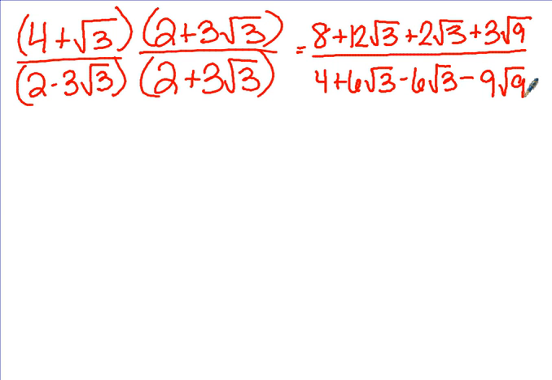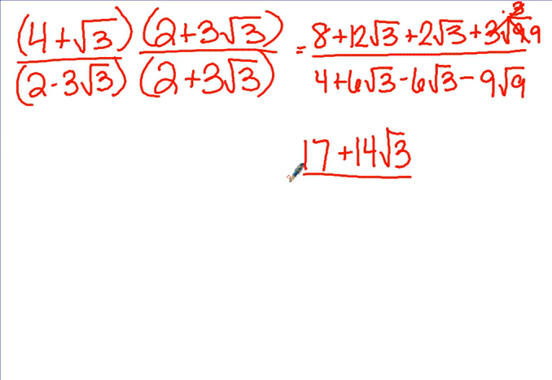Let's work on simplifying the numerator first of all. We know that the square root of 9 can simplify to be 3. So then we have 3 times 3, which is actually 9. Then we can combine like terms. 8 plus 9 is 17. And 12 root 3 plus 2 root 3 is 14 root 3.